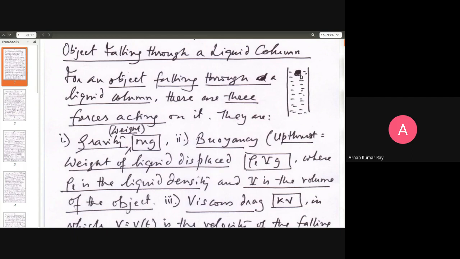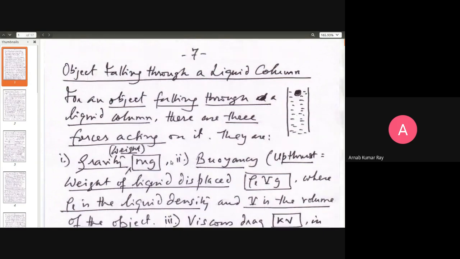So what is that resistance force? Weight of liquid displaced. How will you find the weight of liquid displaced? First, you will have to find the volume of the liquid displaced. It is the volume of the object itself. The object has displaced the same volume of liquid as the object itself has. And then what is the mass of the liquid displaced? The mass of the liquid displaced will be volume into the density of the liquid, rho L. Rho L is the density of the liquid. So rho L into V will be the mass of the liquid displaced. And mass of the liquid displaced multiplied by acceleration due to gravity will give you the weight of the liquid displaced. So two forces so far we are seeing here now.